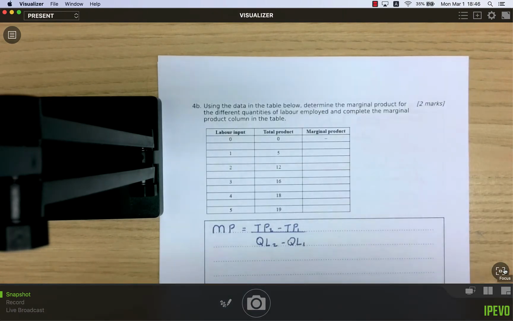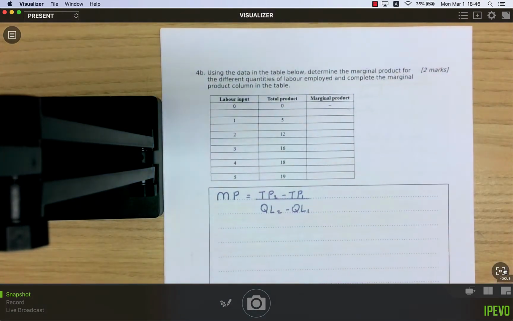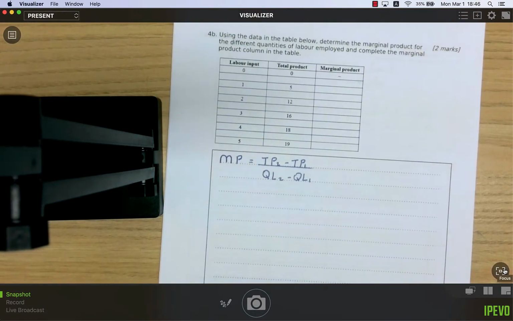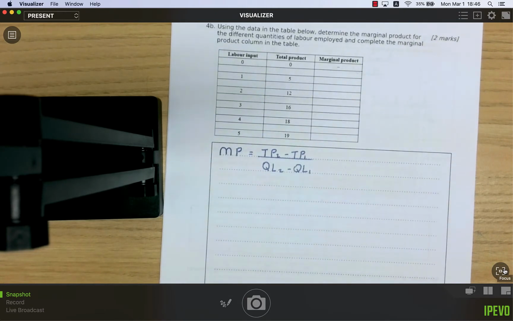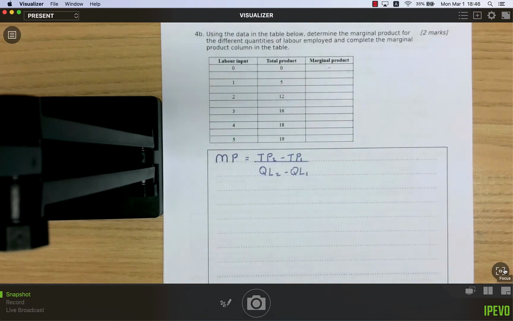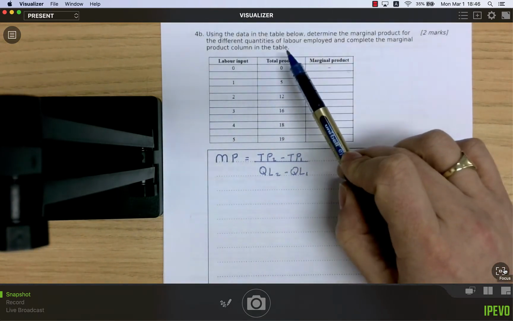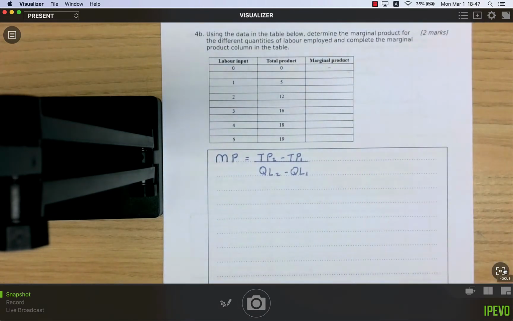Now, this may look difficult. I promise you it's not. I just need to adjust this so we can see it. Okay, so what it's saying: using the data in the table below, determine the marginal product for the different quantities of labour. So as we hire one more unit of labour, how much does total output change?